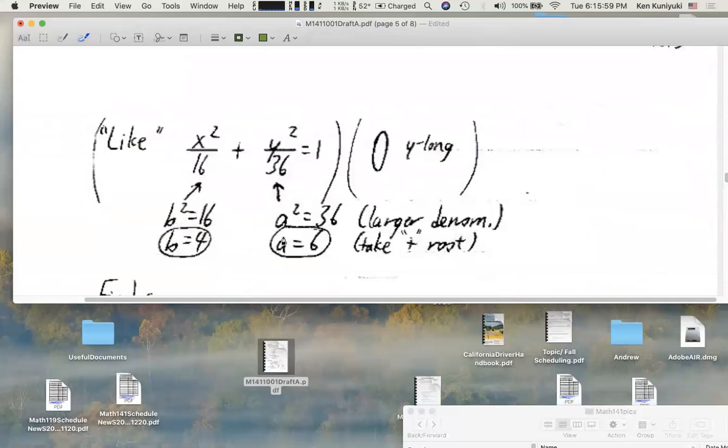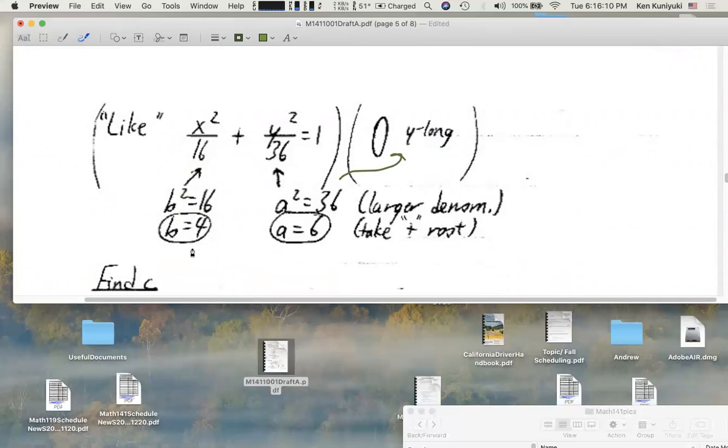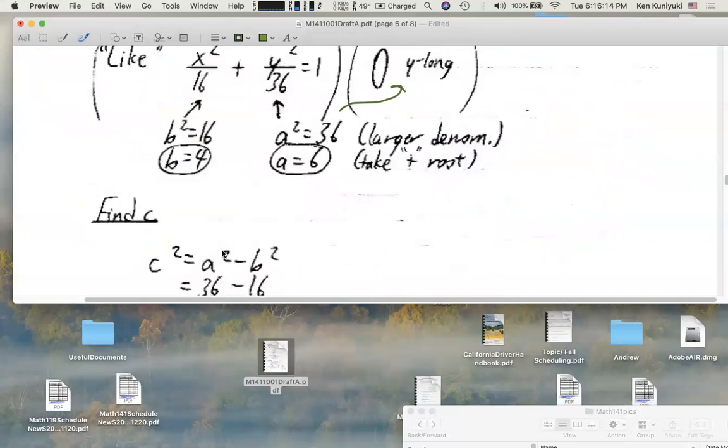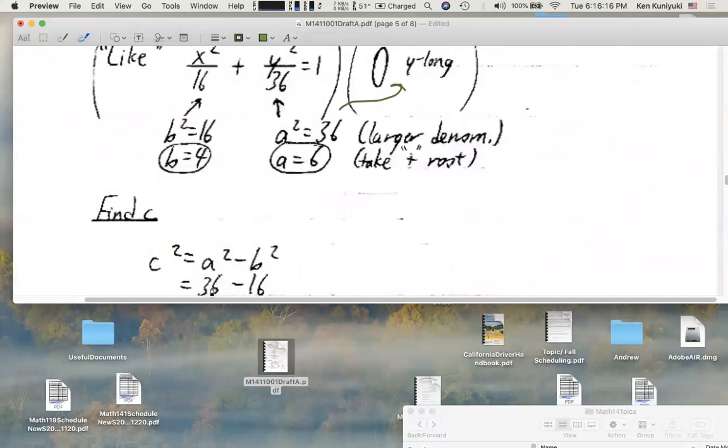All right, again, we have a squared equals 36 under the y squared stuff, so it's y long. A is 6, b squared equals 16, therefore b is 4. Find c. Remember that handy formula: c squared equals a squared minus b squared. A squared is 36, b squared is 16. We actually do need these things over here.